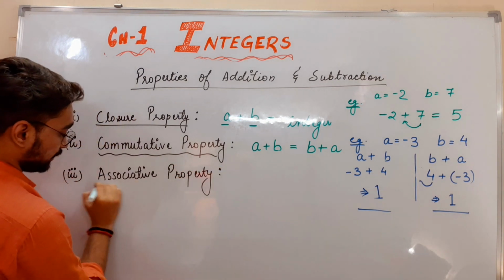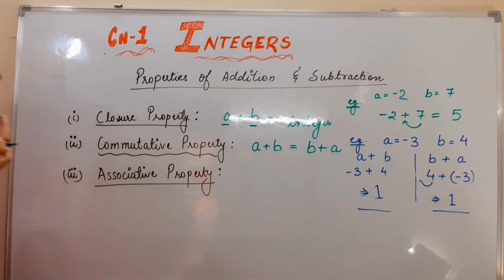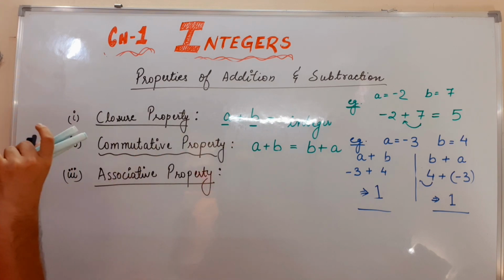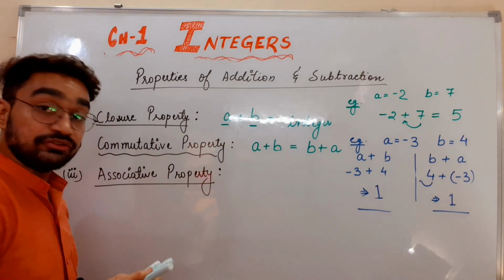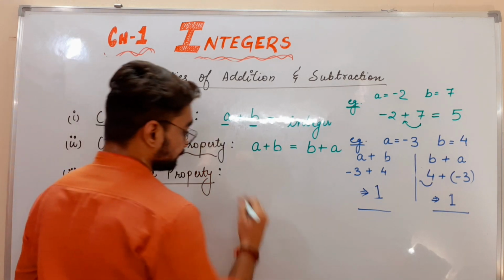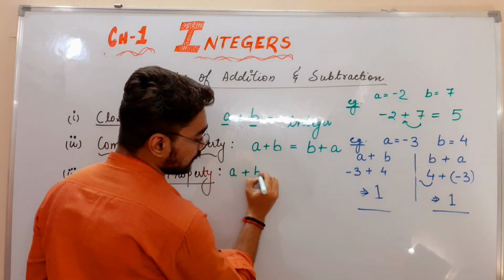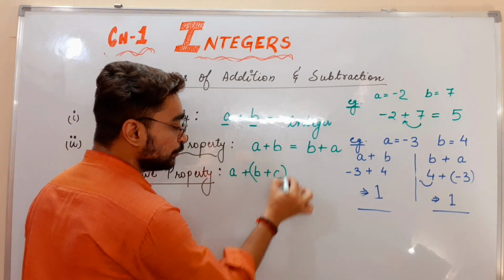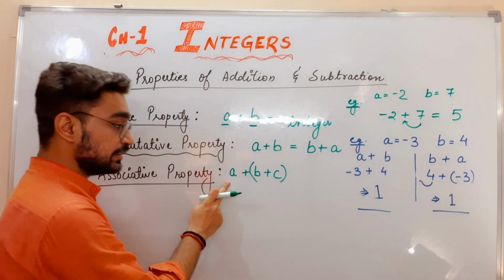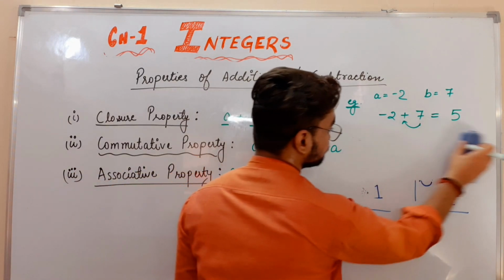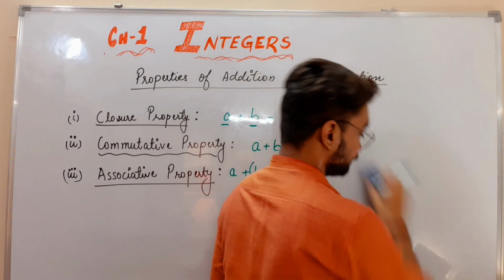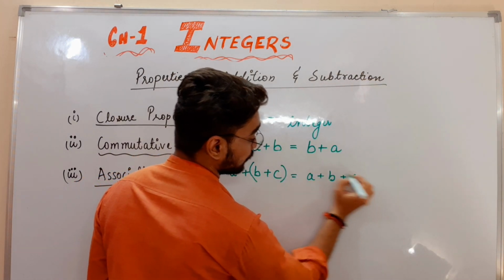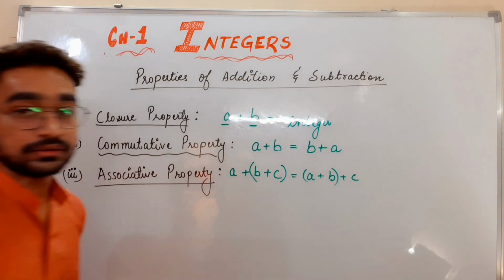Associative property. Actually, this associative property is just the advanced version of the commutative property. It says that if I have three integers, like a plus b plus c, it doesn't matter if I add these two first and then add a to them, or I add these two first and then add c to the result.